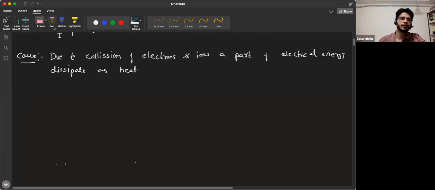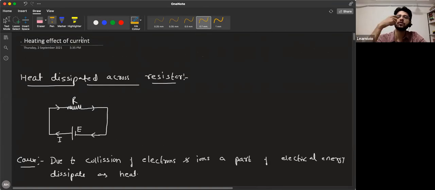So see, what is heating effect of current? It's a very common observation. When current passes through any device, you can take device to be your laptop also. If you connect your laptop to the charger, then this body of the laptop gets heated up. You can take example of your fan. When current passes through your fan, then it gets heated up. So from where is that heat energy coming?